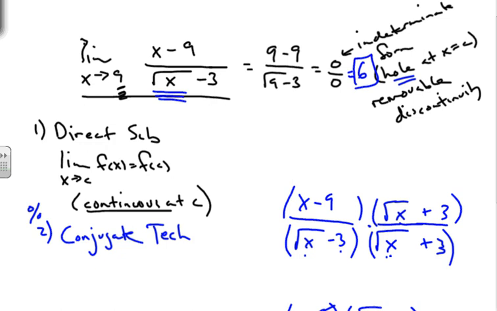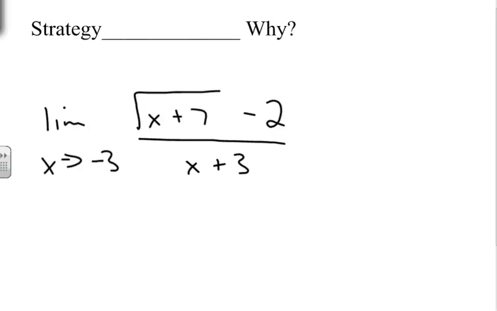Okay, let's try another one. And there we go. We have the limit as x approaches negative 3 of the square root of x plus 7 minus 2, over x plus 3. To solve this one, we're going to do the same thing, direct substitution. Plug in negative 3, sorry, and we have negative 3 plus 7 under the square root, minus 2, over x plus 3. And what we have is 0 over 0 again.